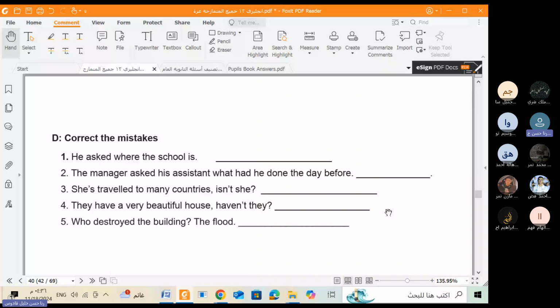So, what do you think? Let's try together. Number 1: He asked where the school is. It should be was. Very good. Instead of is, the correct one is was, because you should move, as we said, from the present to the past. So this is the mistake, it should be was in the past form.